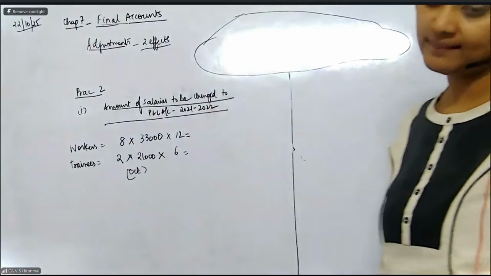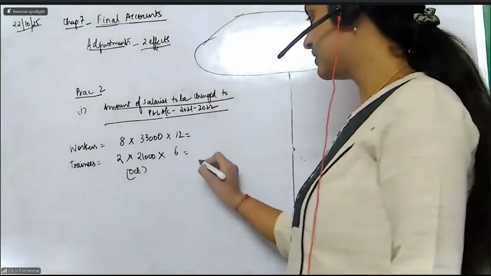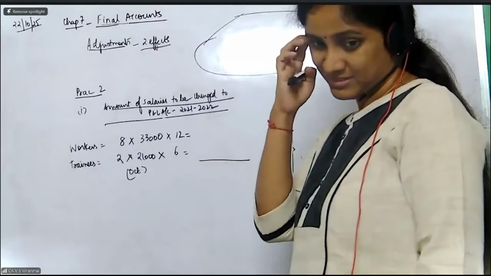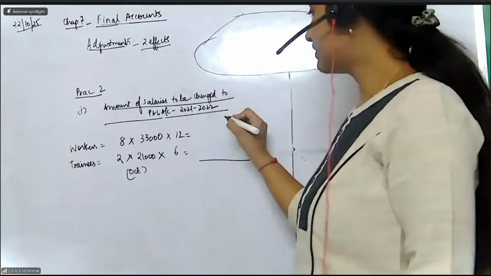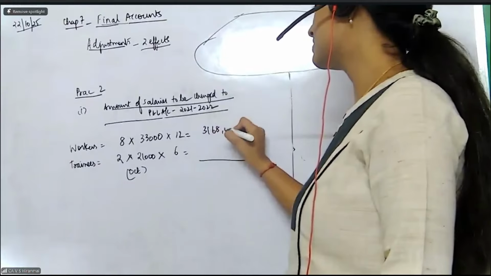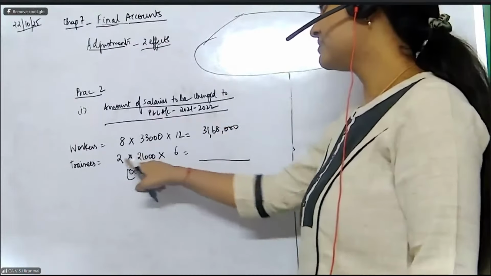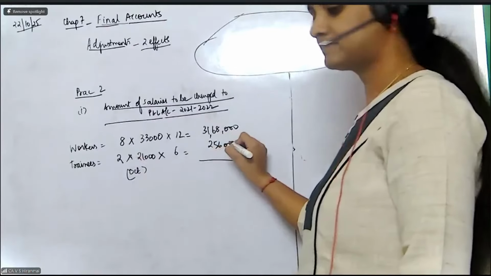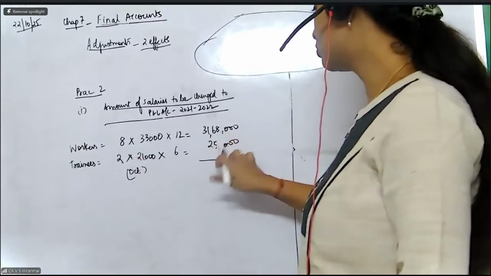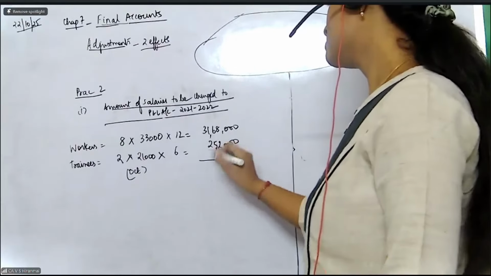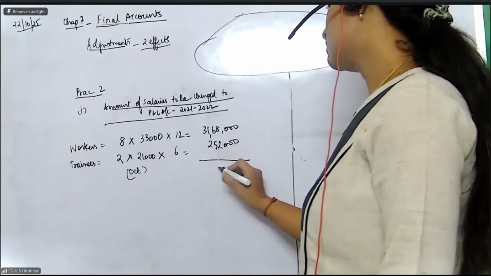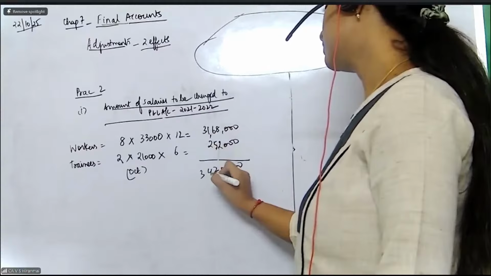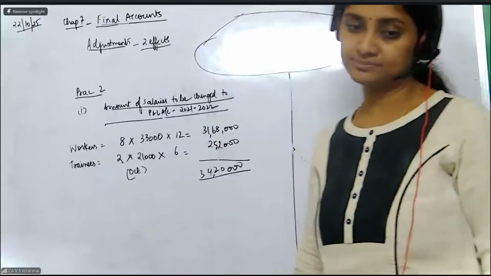8 into 33,000 into 12? Total salary, Neha, that is okay. I want this figure first. What is the first one? 31 lakh and 68,000. Anjali Yadav has told me. And this comes to 2 lakh and 52,000. So the total comes to 34 lakh and 20,000.